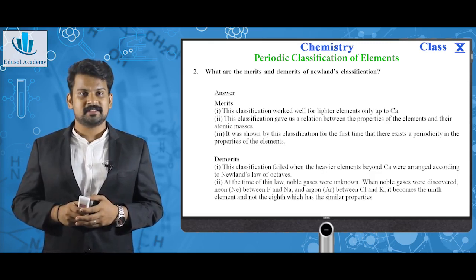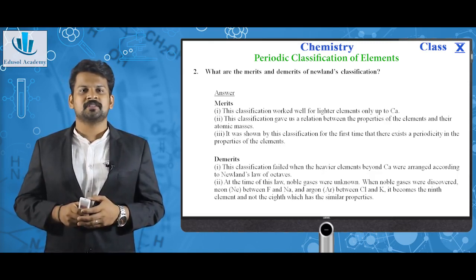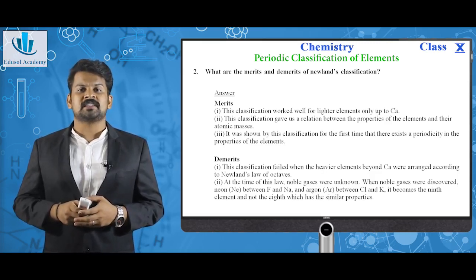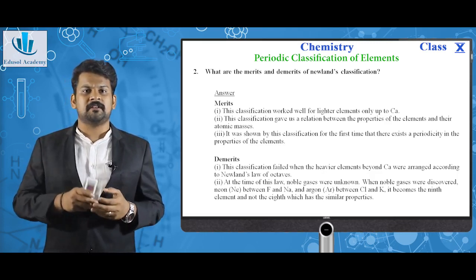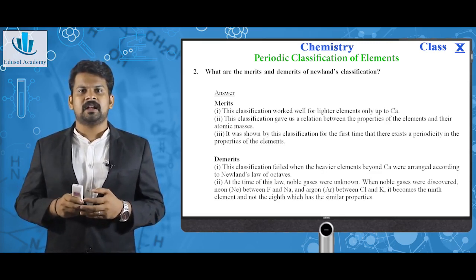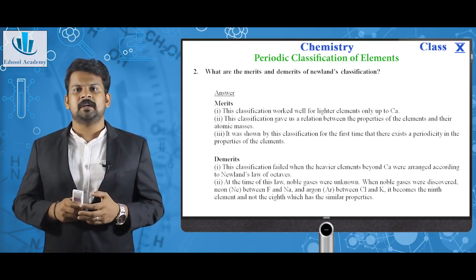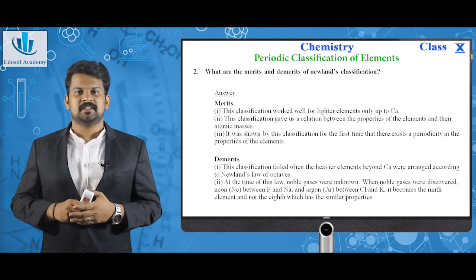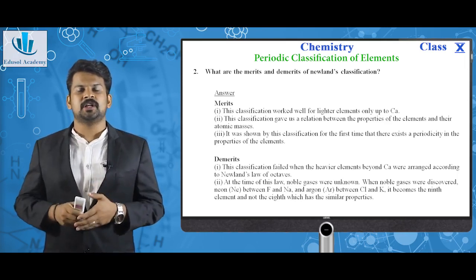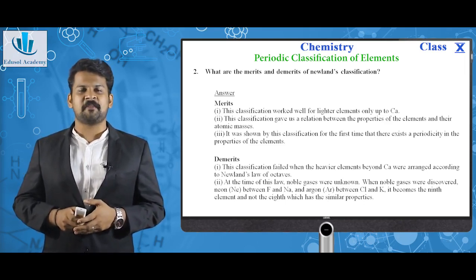The demerit was that this classification failed when heavier elements beyond calcium came into action. They could not obey Newland's law. At the time of his law, noble gases were unknown. When noble gases were discovered, neon, which is between fluorine and sodium, and argon, between chlorine and calcium, became the 9th element and not the 8th element which had similar properties. The 8th element didn't have any similarity to the noble gases. So this law was broken. This was a major demerit.